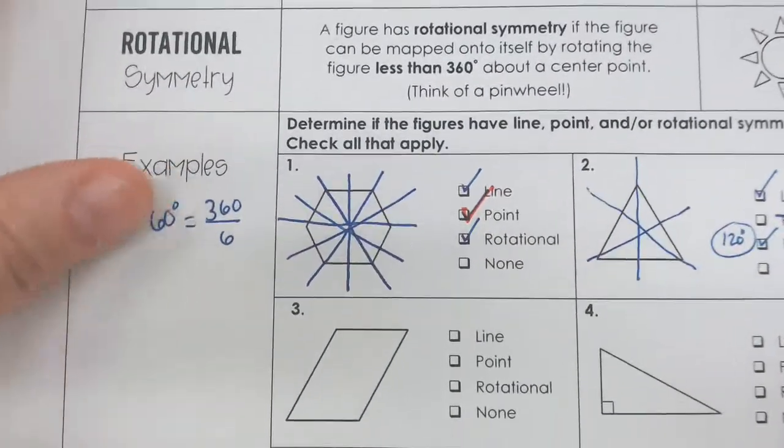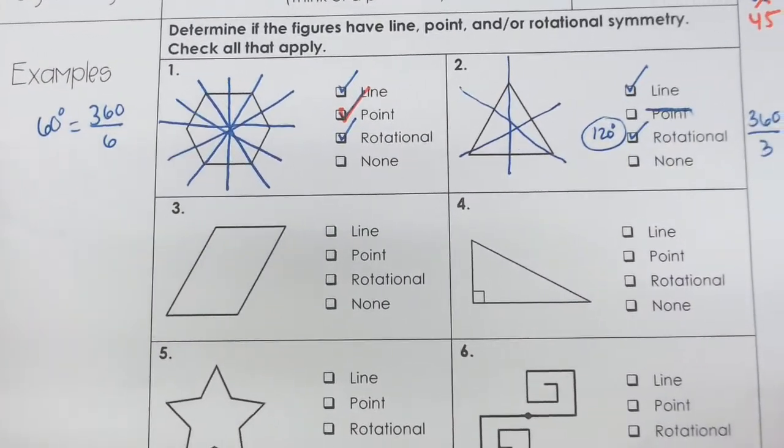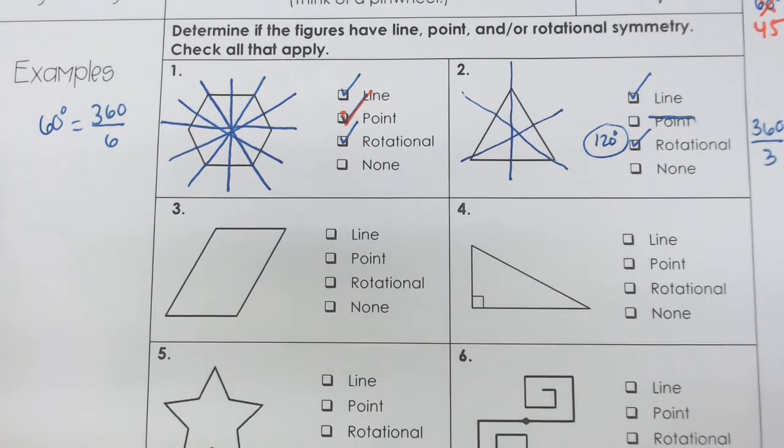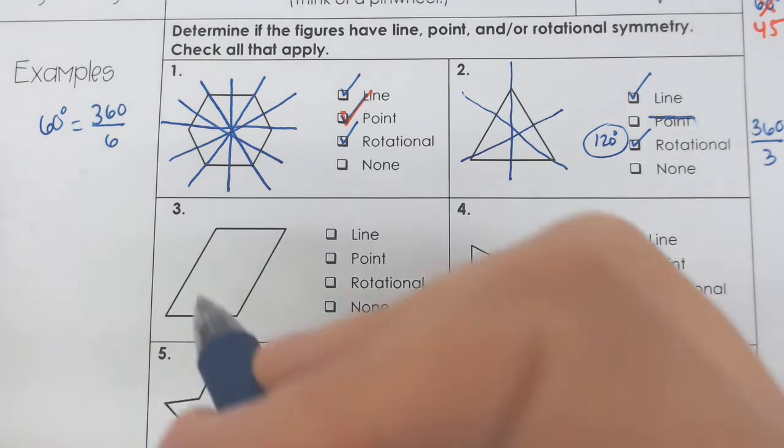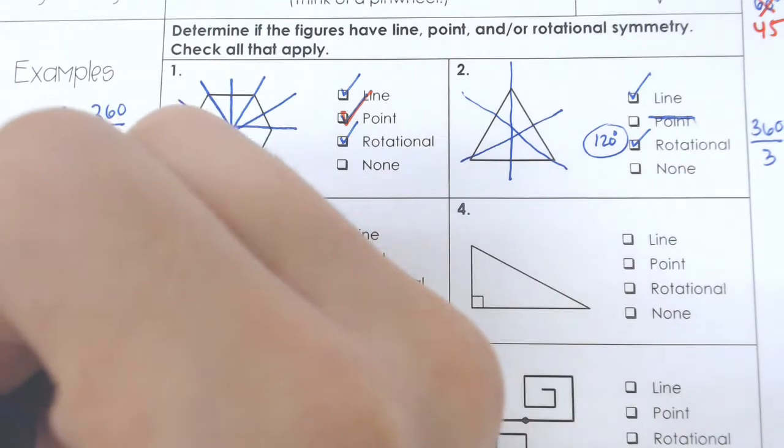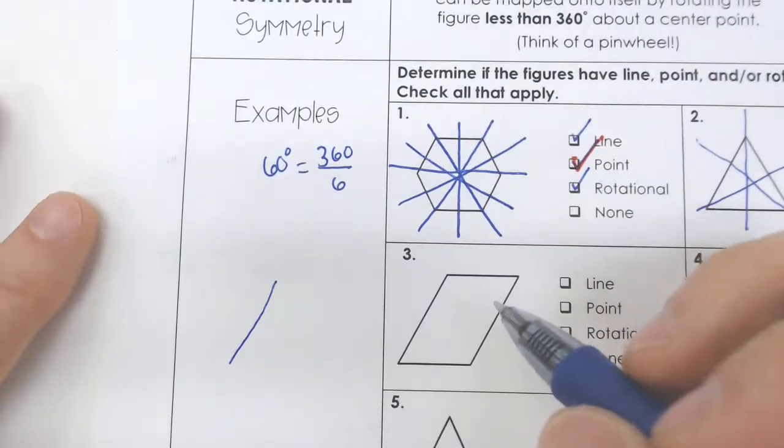Next one, number 3. So this one, it looks like it has some line symmetry. It really does. But it absolutely just does not. Okay, if you were to take this, and I'm going to draw another one, just so I can prove it.